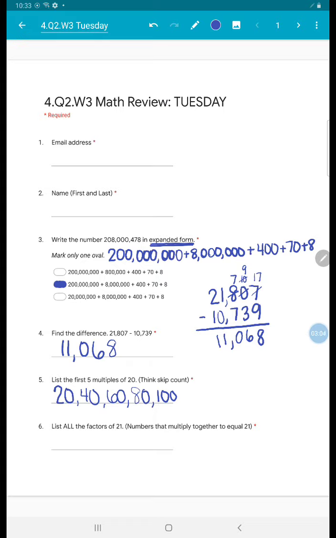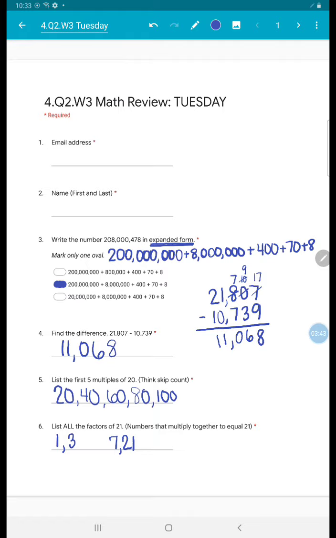And I'm listing all the factors of 21, so the numbers that multiply together to equal 21. I can start with 1 and 21. 2 is not a factor because 21 is not even, so I can move on to 3. 3 times 7 equals 21. Check 4. 4 times 1 is 4. 4 times 2 is 8. 4 times 3 is 12. 4 times 4 is 16. 4 times 5 is 20. 4 times 6 is 24. So I know that 4 is not a factor.